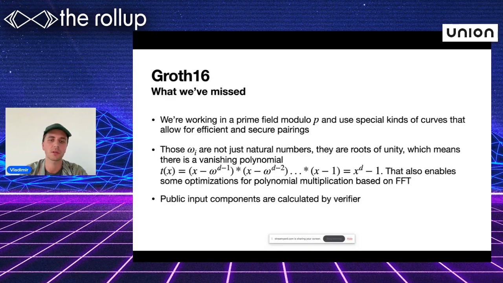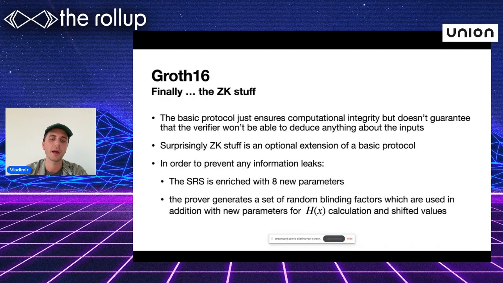One last thing is that public inputs are calculated by the verifier, but it doesn't make any difference. And you would ask where is the zero knowledge stuff, because we had these private inputs to the circuit, A and B, and it seems that these inputs are somewhat leaked, because if we generated two distinct proofs for the same values, the verifier could find it out.